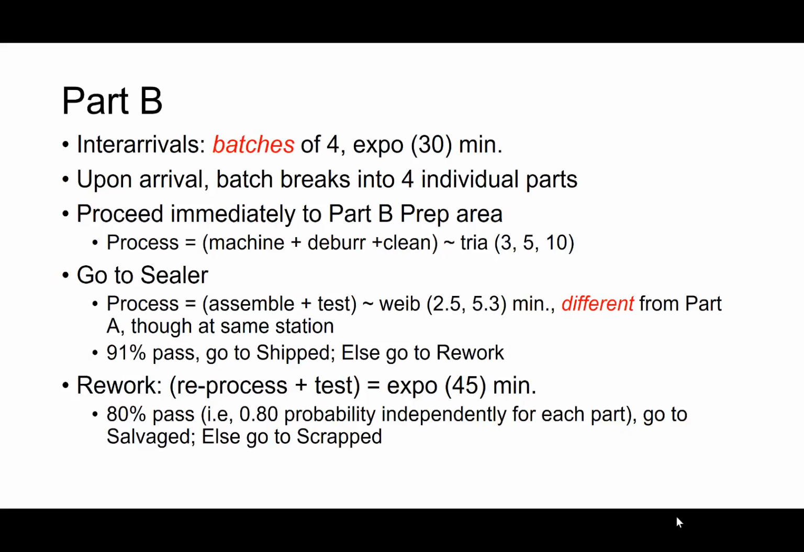So for Part B, the inter-arrivals will be batches of 4 with 30-minute exponential time. Upon arrival, the batch breaks into 4 individual parts. They proceed immediately to the Part B prep area, where they go through the machine, deburring, and cleaning process for 3, 5, and 10, and then go to the sealer for assembling and test with a Weibull distribution of 2.5 and 5.3 minutes, different from Part A going through the same station. They have a 91% pass rate, similar to the other one. All that pass go to shipping, the others go to rework, and those that go to rework have an 80% pass rate, independent for each part. Those that pass will go to salvage, and the remainder will be scrapped.